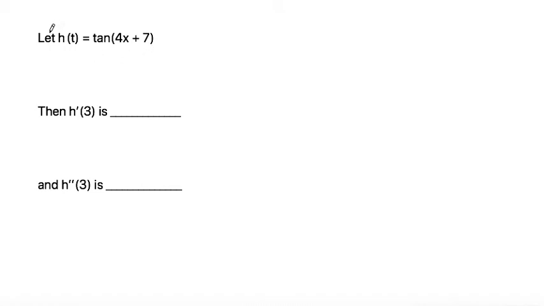Okay, so this problem says to let h of t equal tan of 4x plus 7, and we want to find h prime of 3, first of all. So to find h prime of 3, we first need to take the derivative. I would notice that the outside function is our tan, and the inside function we have more than just x. So if we first write down our derivative of tan formula, the derivative of tan of x is equal to secant squared of x.